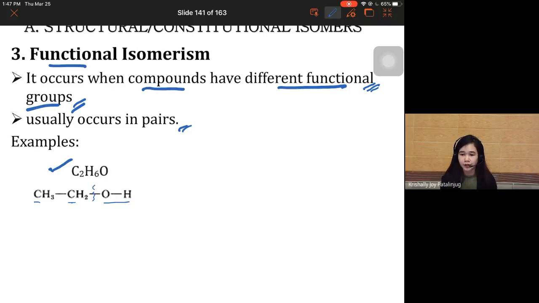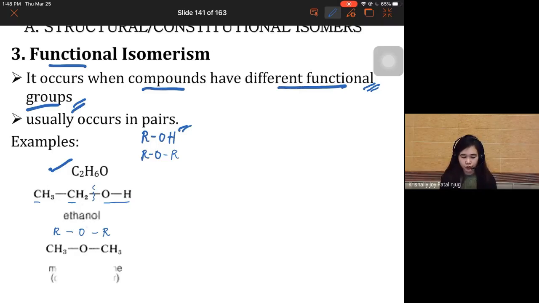Now, another structure that we can produce with this formula is an ether. Naalala ninyo ang ether, di ba? Ether is R-O-R. Alcohol is R-O-H. Magkaiba yung functional group kapag alcohol, iba yan sa ether. So this is an ether. R is an alkyl group, any alkyl group.